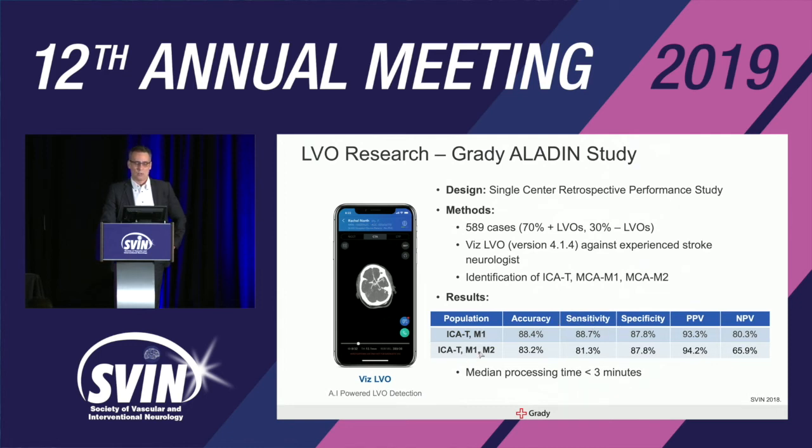Once you add M2, the accuracy drops to 83%. The system is still training and learning. It gets better over time in terms of finding the M2s. It does a lot better with the more proximal M2s than with those distal M2s along the ends of the insula. The processing time is extremely rapid. It's less than 3 minutes.